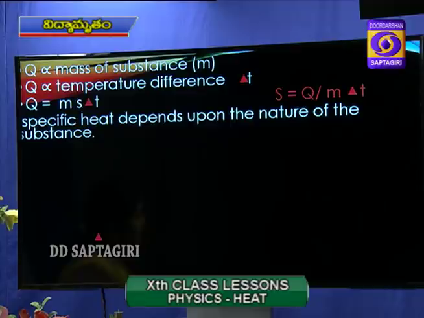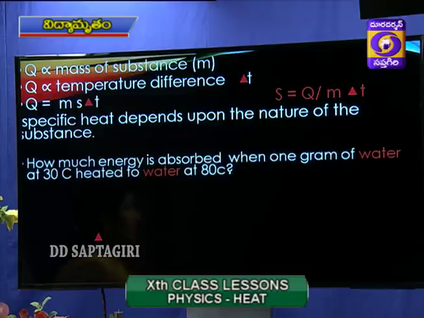And also you have to remember that specific heat depends upon the nature of the substance. That means Q is proportional to mass of the substance, Q is proportional to temperature difference, Q is equal to M into S into delta T, S is the constant of proportionality, that is specific heat, no? The specific heat depends upon the nature of the substance, and again I am telling that S is equal to Q by M into delta T, you have to remember this point. And let us do a problem based on Q is equal to M into S into delta T.